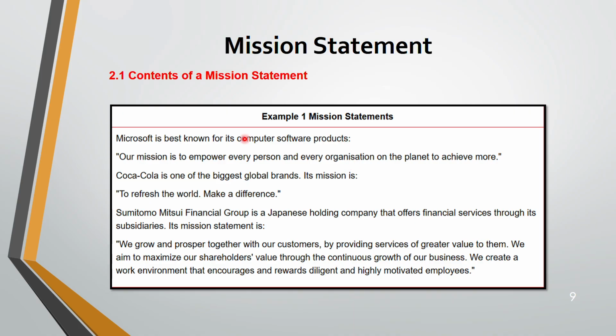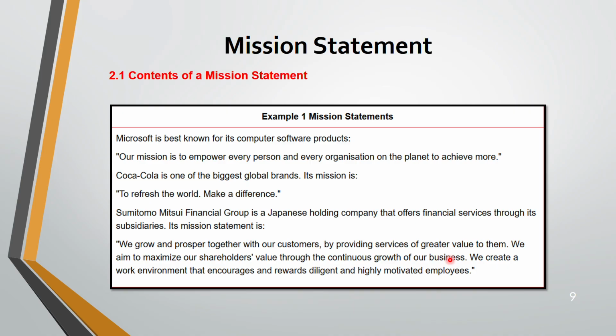Okay. Next, Coca-Cola. Coca-Cola, as we all know, is a very global brand. What is its mission? Coca-Cola's mission is to refresh the world, make a difference. Then we have the next, which is a Japanese holding company that offers financial services. So their mission statement is we grow and prosper together with our customers by providing services of a greater value to them. So how do you measure this?